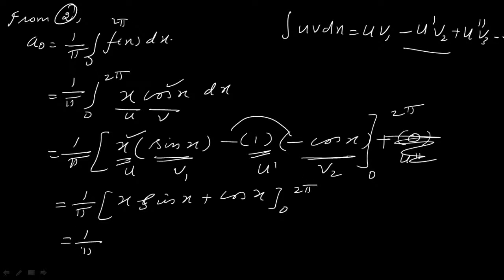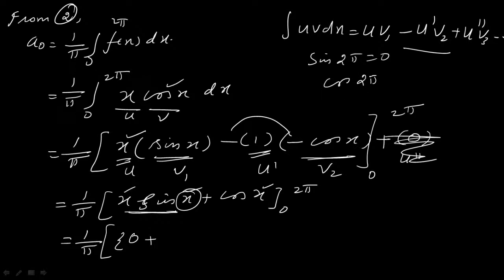Let me first substitute the upper limit. So if you substitute the upper limit here, first let me mark the x portion. So in these three portions we are having x. If you replace x by 2 pi in the first term, first look at the sign of 2 pi. As you know already, sin 2 pi is nothing but 0. So 0 into anything is 0, plus cos 2 pi value is 1.